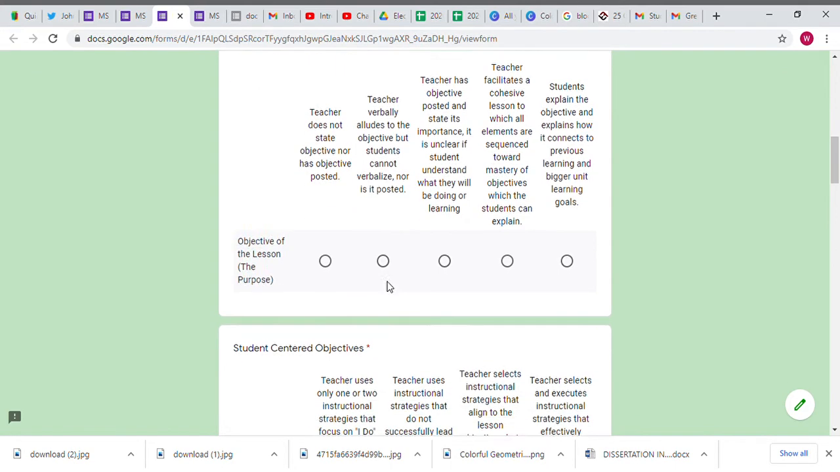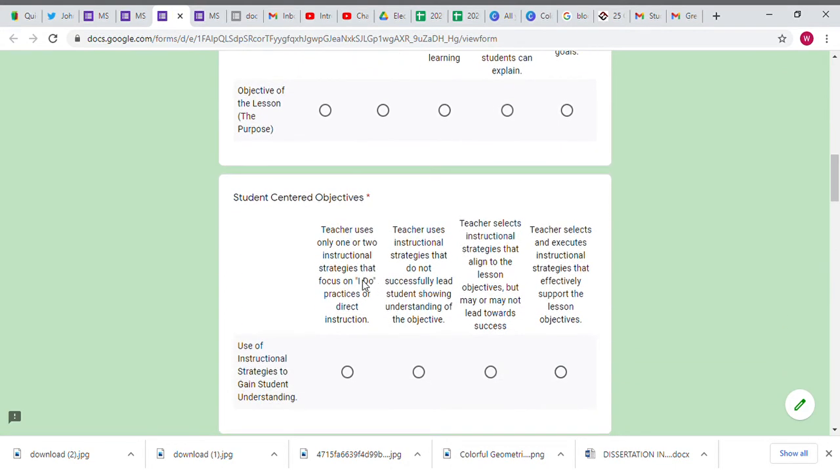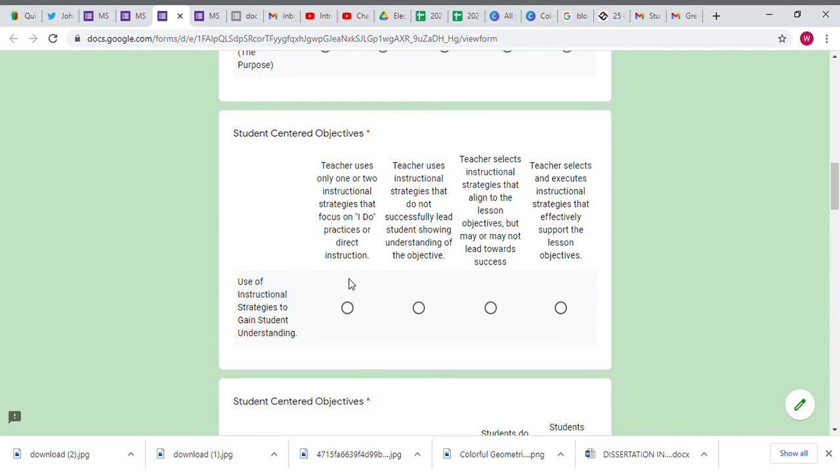The next question focuses on student-centered objectives again, and once again, this is an area we stated that we are good at. So we talk now about the use of instructional strategies that were being utilized to gain student understanding for that objective. The teacher uses only 1 or 2 instructional strategies that focus on the I-do practices or direct instruction.